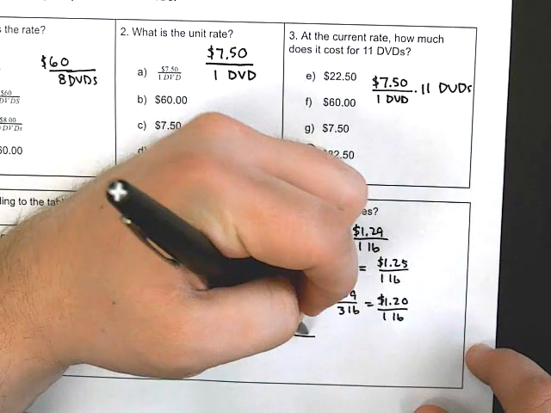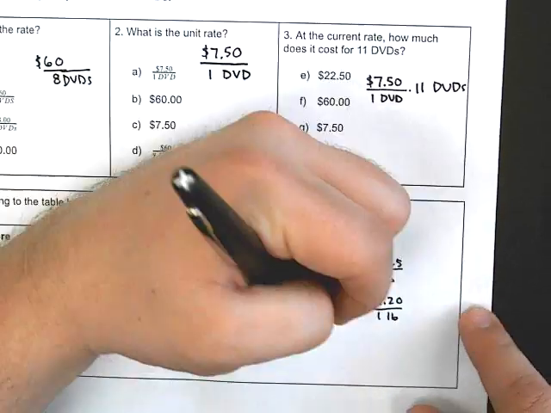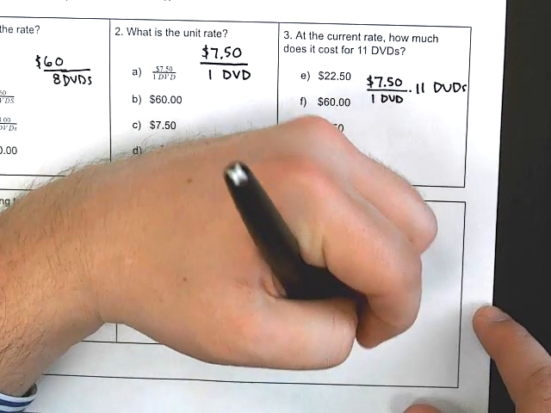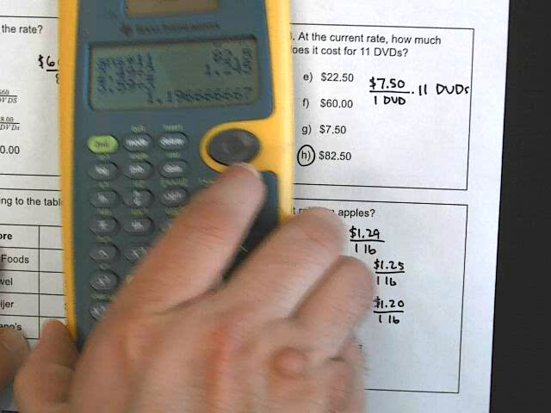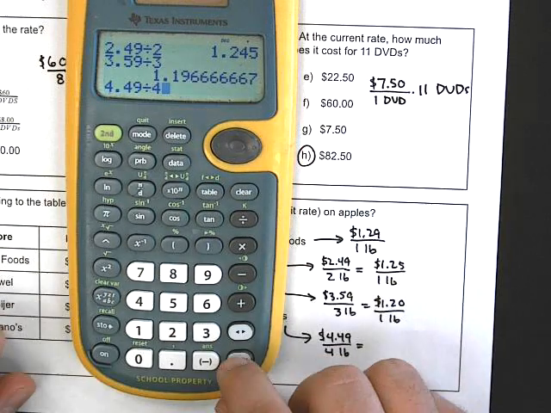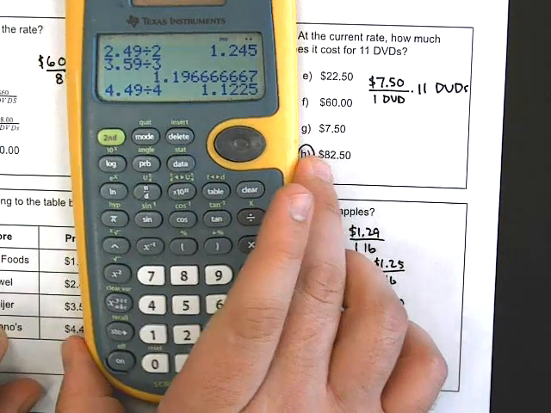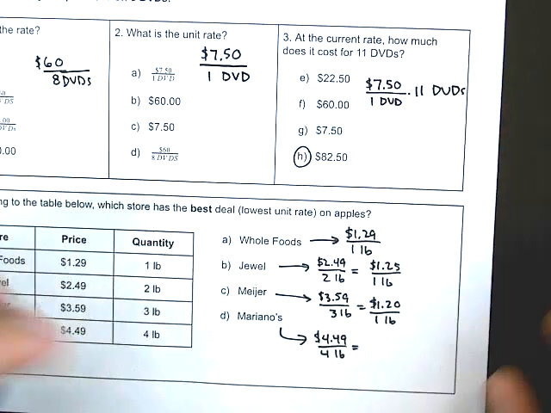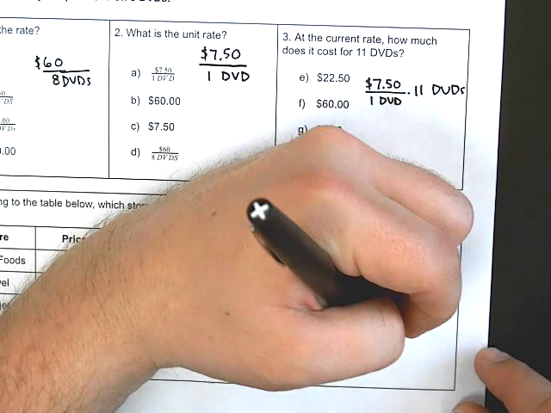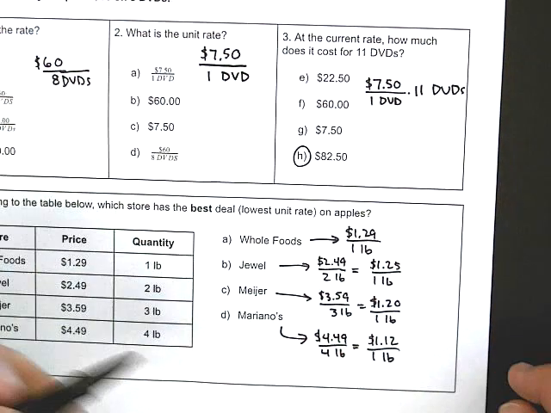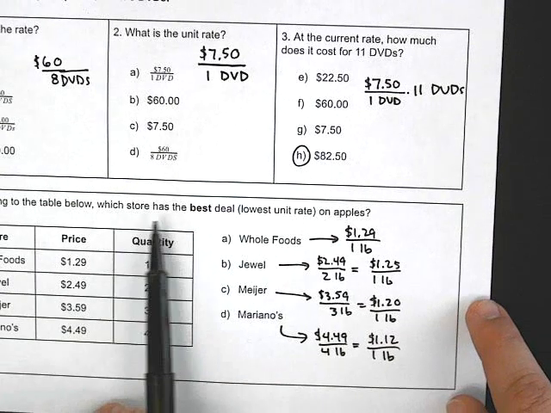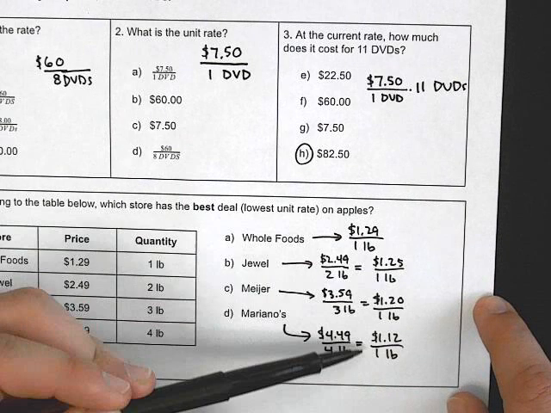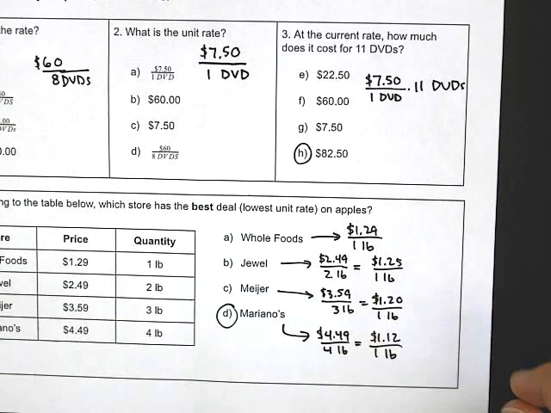And then lastly, Mariano's. Let's see what Mariano's charges. $4.49 for 4 pounds. So when we do that division to get their unit rate, 4.49 divided by 4, we get 1.12, and the next number is a 2, so I'm just going to keep it at 1.12. $1.12 for 1 pound. So now that we have all of the unit rates, and I want to know which has the best deal, well, I would want to buy my apples from Mariano's.